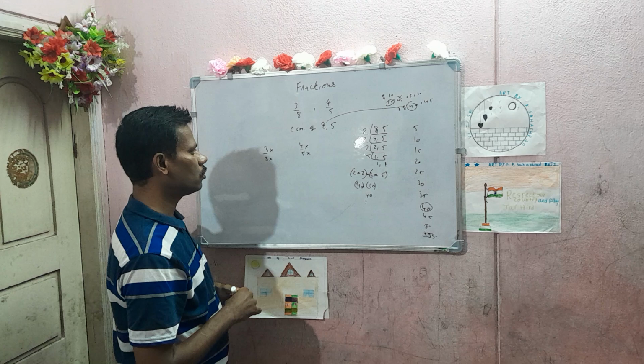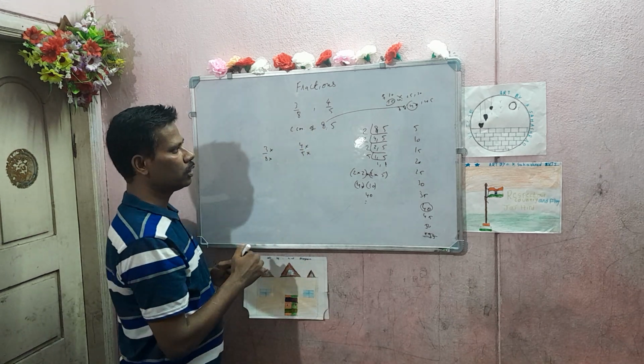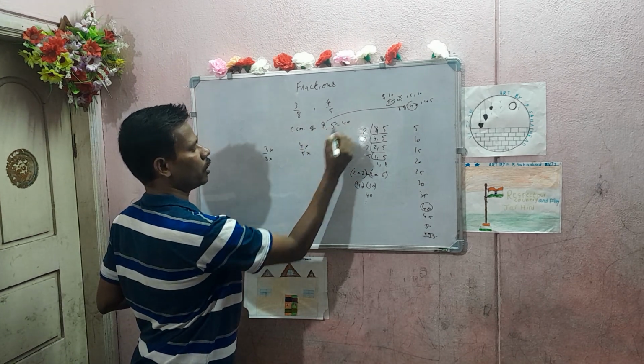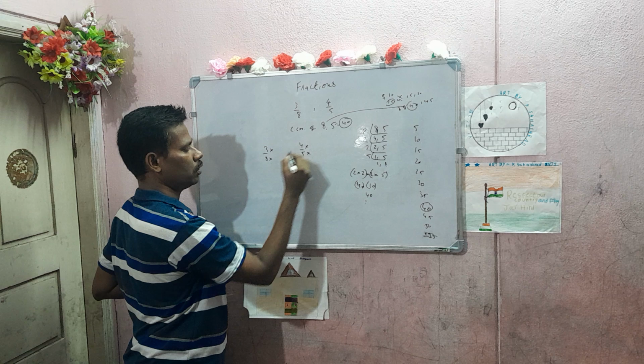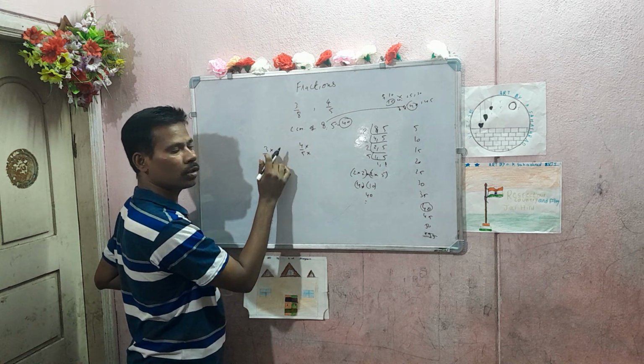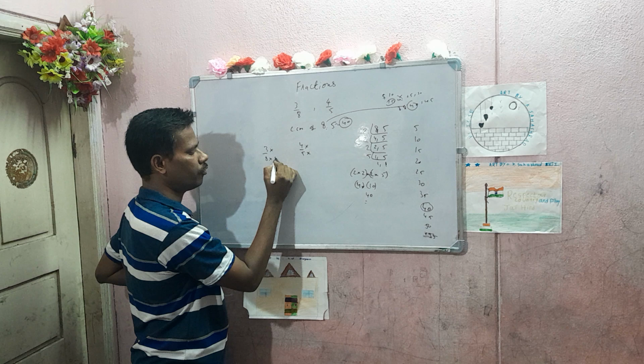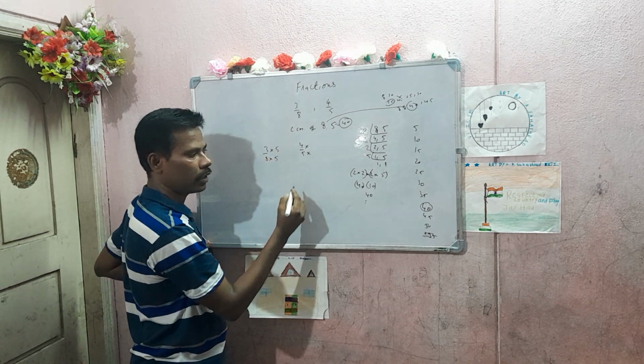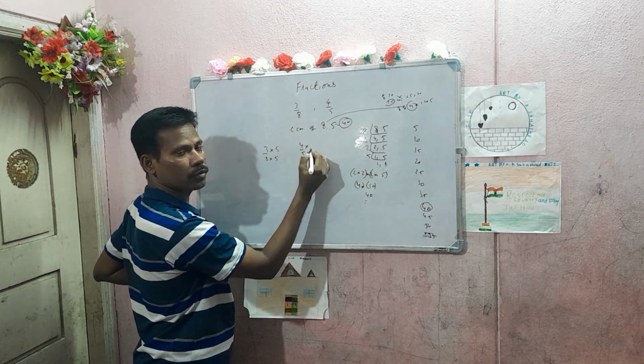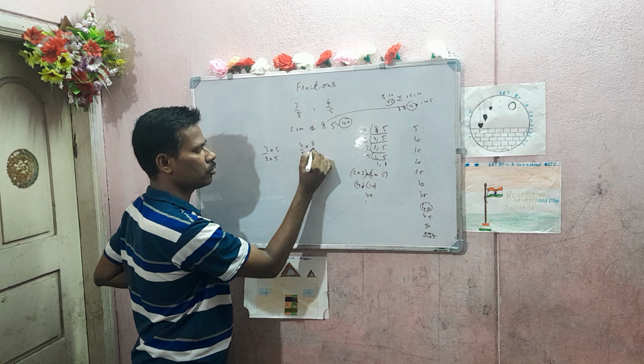Next what you have to do? We got the LCM of 8 and 5 as 40. Now make the denominators 40. You should see only the denominators, not the numerators. 8 how many times 40? 8 5s are 40. Here also you should write 5. 5 how many times 40? 5 8s are 40. Here also you should write 8.